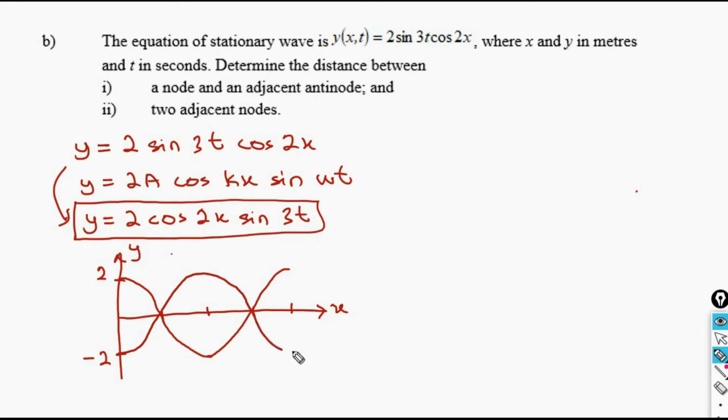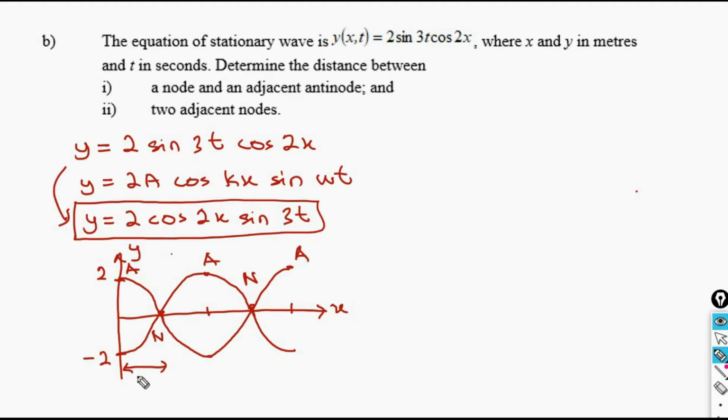This is the shape of the graph. The question is about a node and an adjacent antinode. As we know, this is an antinode, this one is a node, and over here, antinode, node, antinode. Okay, so as we know, the distance between antinode and node is equal to what?